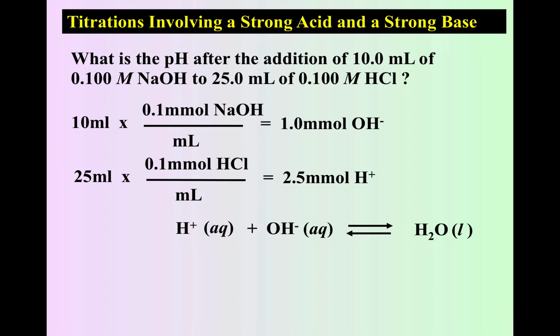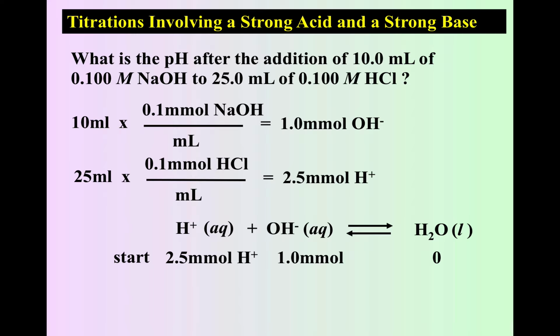So if I have 10 milliliters of a 0.1 molar solution, I've got 1 millimole. If I've got 25 milliliters of 0.1 molar solution, I've got 2.5 millimoles. And frankly, these are easier to deal with than moles at this point because we're dealing with fractions. So it's easier this way.